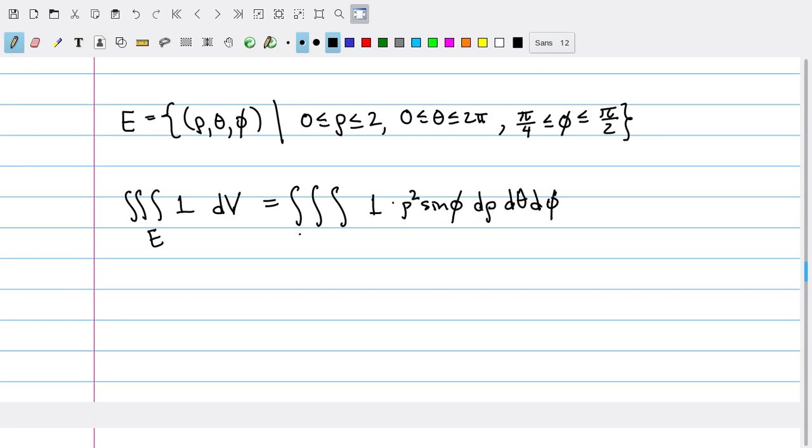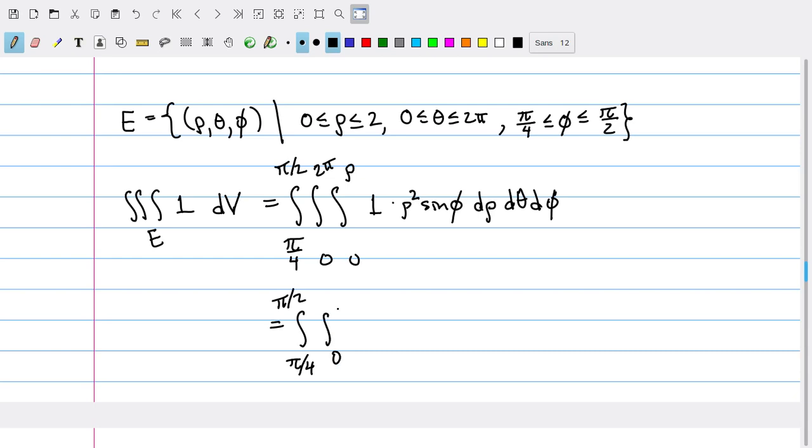And my outermost bounds here are my bounds on phi, so those should go from pi over 4 to pi over 2. My middle bounds here are my bounds on theta, so those should go from 0 to 2 pi. And my innermost bounds are my bounds on rho, which are going from 0 to 2 in this instance. This is a really easy integral to do. The innermost part, I'm just integrating rho squared. So this is the integral from pi over 4 to pi over 2.